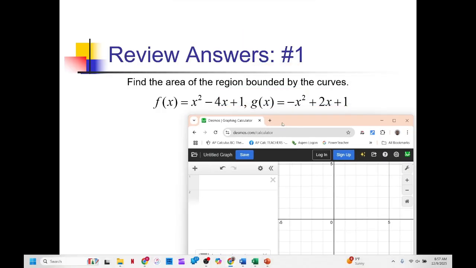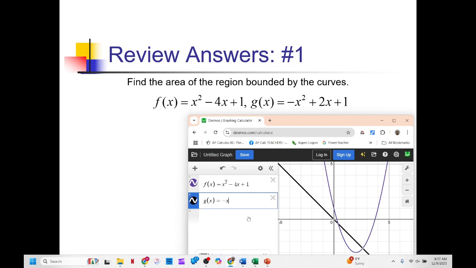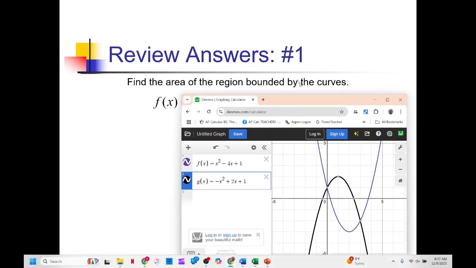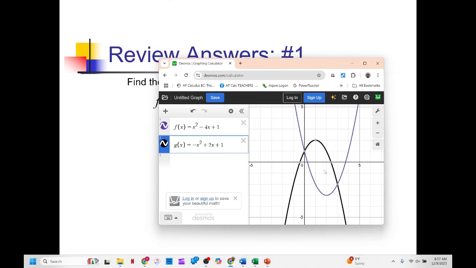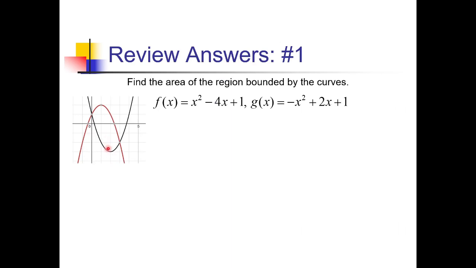Let me set up my f of x, and that's going to be x squared minus 4x plus 1. And now for my g of x, that is negative x squared plus 2x plus 1. All right, so this is what we're dealing with here, this bounded area. So here's a picture of what we're trying to find the area of.